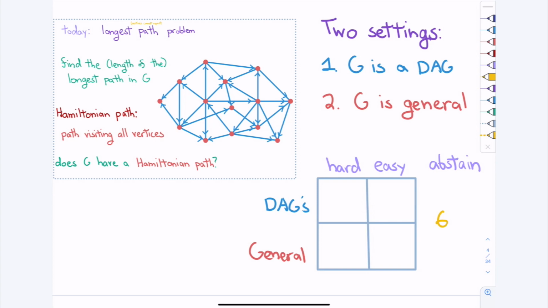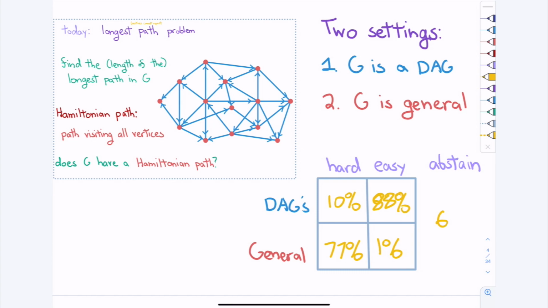Okay, I'll put that like 10%. Who thinks it'll end up being easy? Okay, I'll put that at like 88%. All right, now general graphs. Who thinks it'll be hard? Okay, I'll put that like 77%. And then who thinks it'll be easy? Okay, like 1%. Okay.